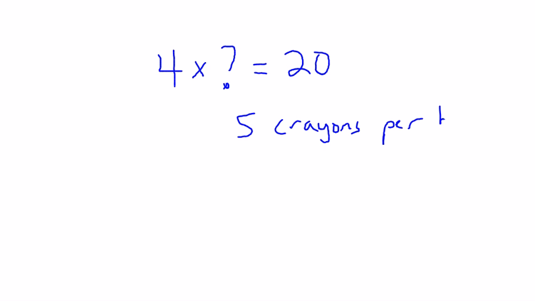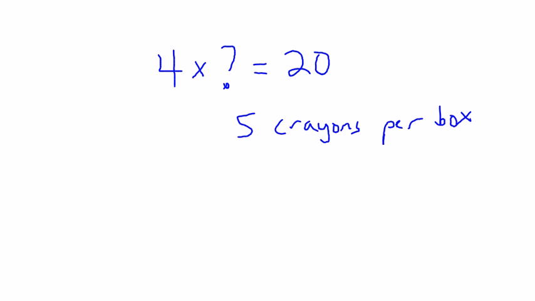Okay, so what we're thinking to ourselves is 4 times some number equals 20. So intuitively, you might say to yourself, well, this is simply a problem of division. 20 divided by 4 would tell me how many crayons there are in each box, and you would be correct. The answer would be 5. And there are 5 crayons per box, because 5 crayons per box times 4 boxes gives me 20 crayons.